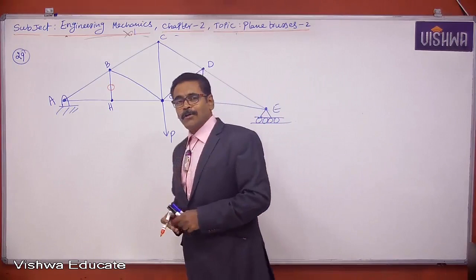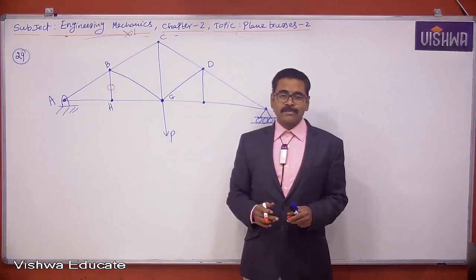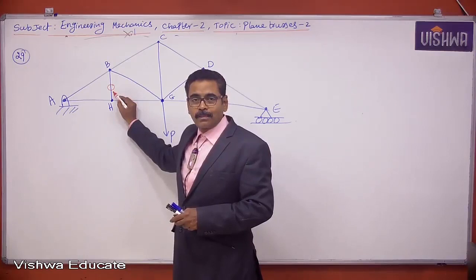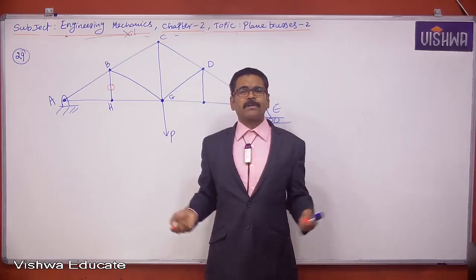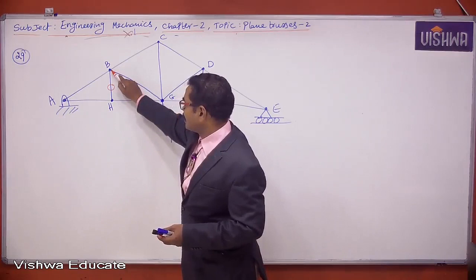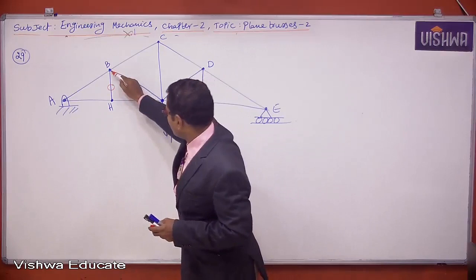Now come to joint B. Actually at joint B, four members are joined, but out of these four members, one member carries zero load. If any member carries zero load, just remove that element. Just ignore it, it doesn't make any difference. So practically only three members are connected here, because this member carries zero load. Just forget about it.